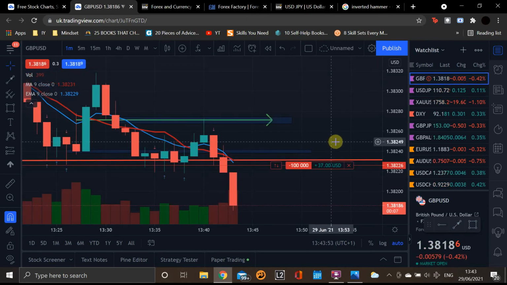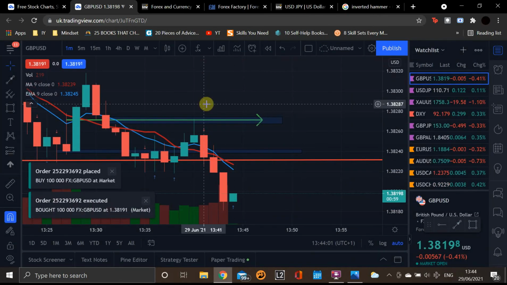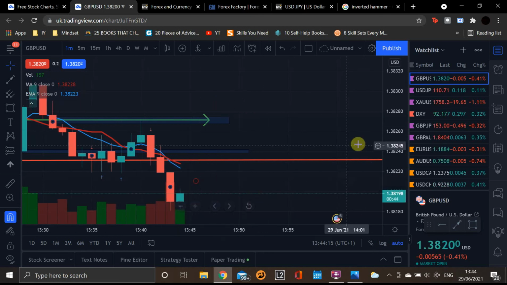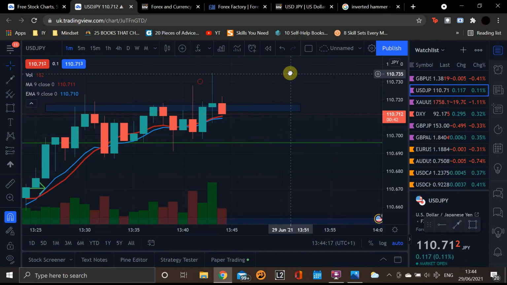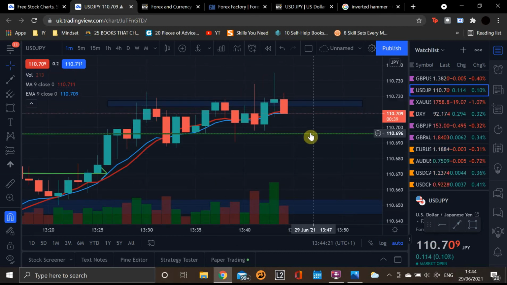GBP. I really should take some of my profits. I should take half. I'll take half. I've taken the majority of the profits. I didn't mean to do that. I wanted to take half the profits, let it retrace, and then keep going down. But now it's broken past that. I don't understand why USD JPY is not doing what it should do.